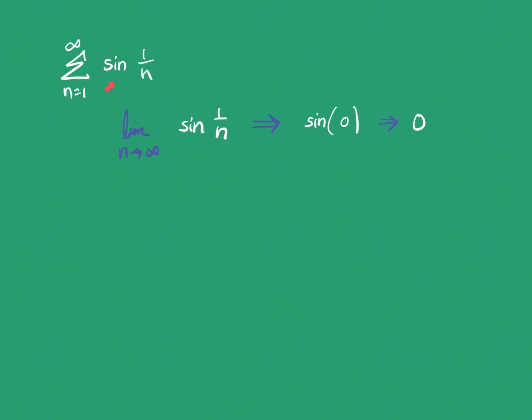So back to the original question. Who should we compare it to when we use the limit comparison test? Let's try the diverging harmonic series.